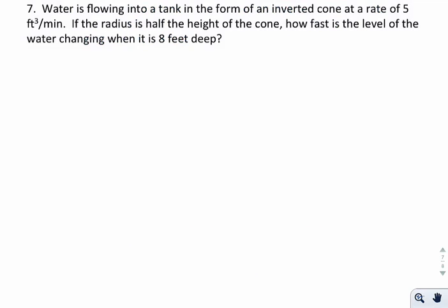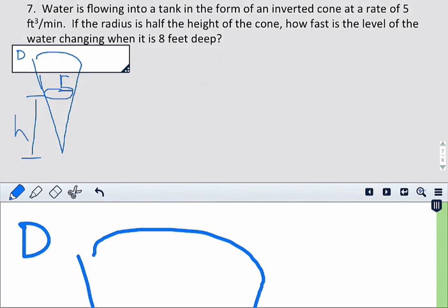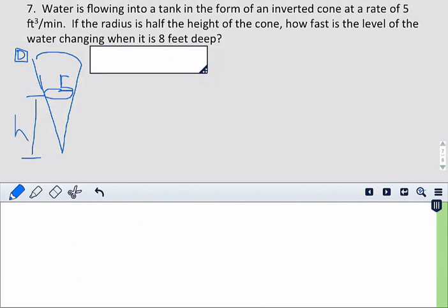All right, in number 7, water is flowing into a tank in the form of an inverted cone at a rate of 5 cubic feet per minute. If the radius is half the height of the cone, how fast is the level of the water changing when it is 8 feet deep? So here we have an inverted cone, and the water's rising because it's being filled. And so what we have is a radius, and then we also have a height. And there's our basic diagram.